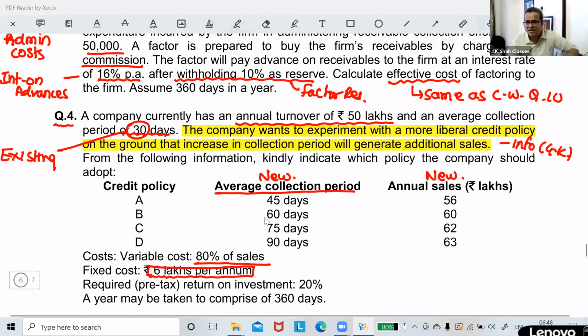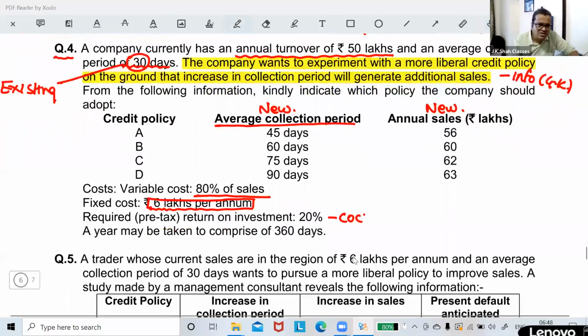Required return is how much? 20%. Okay, fine. So that means this 20% is going to be your COCD. As you can see, this is the pre-tax return, right? So friends, you prepare it like a normal sum only. What will be your sequence? You start with sales. Less what? Variable cost. Then what? Contribution. Less what?